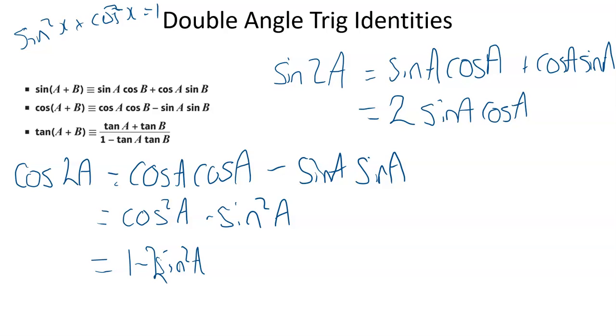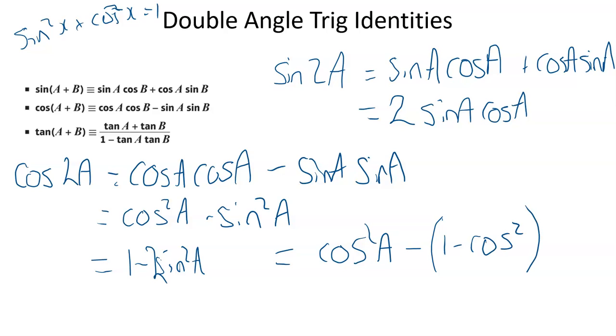But we can also write it another way because we could substitute in what sine squared is, in which case we'd have cos squared A minus, and sine squared is 1 minus cos squared, so 1 minus cos squared. Well, if we get rid of that bracket, then we just have the 1 as minus and the cos as plus, or we can put the coses together and say that it's the same as 2 cos squared A minus 1.